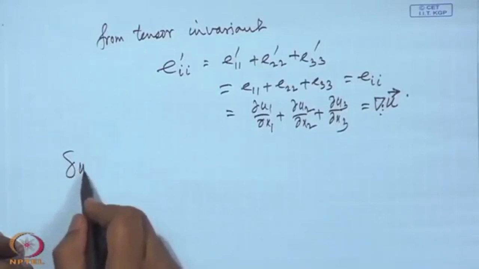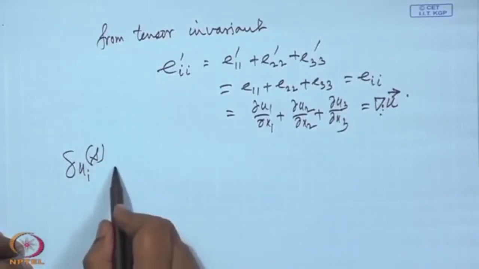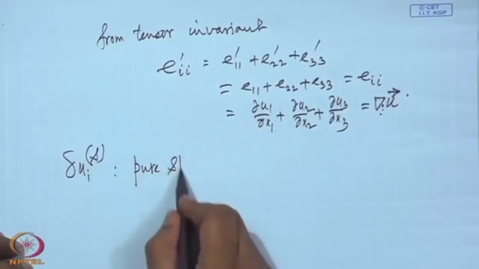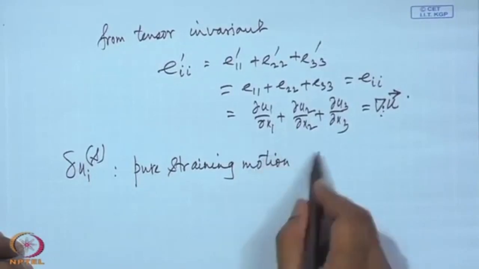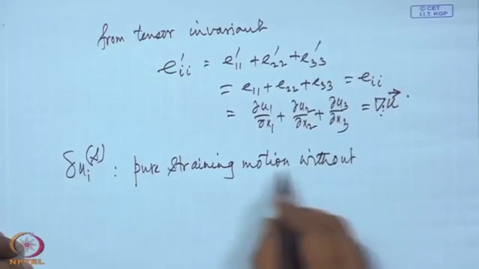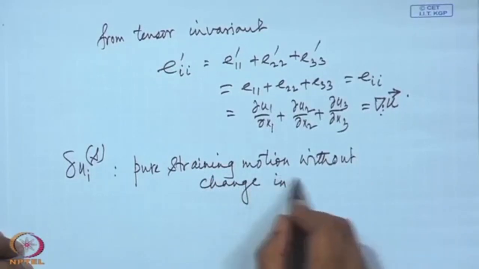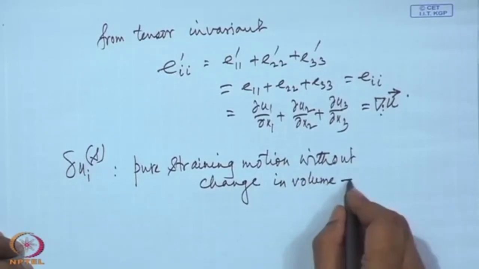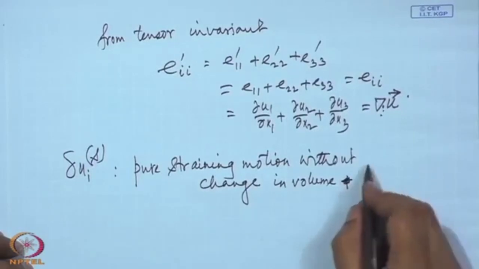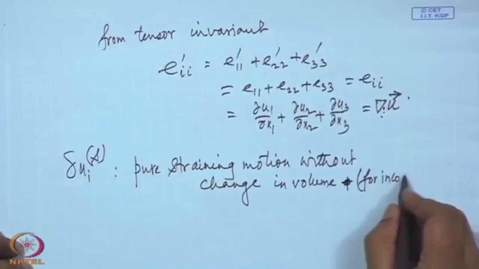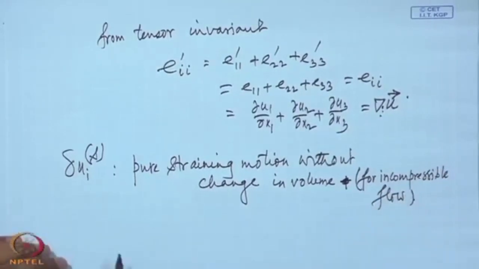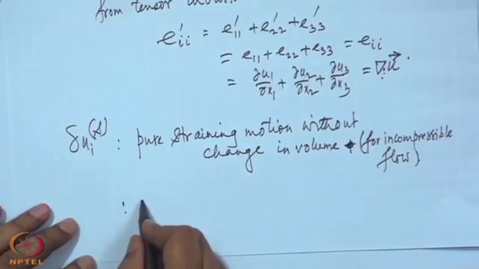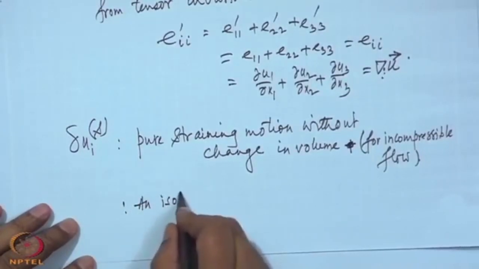So, to summarize, delta u s represents a pure straining motion without change in volume, and for incompressible flow, only this much. And for compressible flow, plus an isotropic expansion, that is equal expansion in all directions.